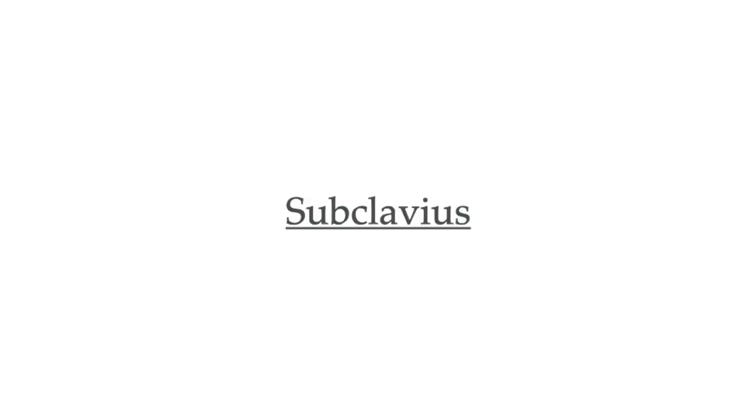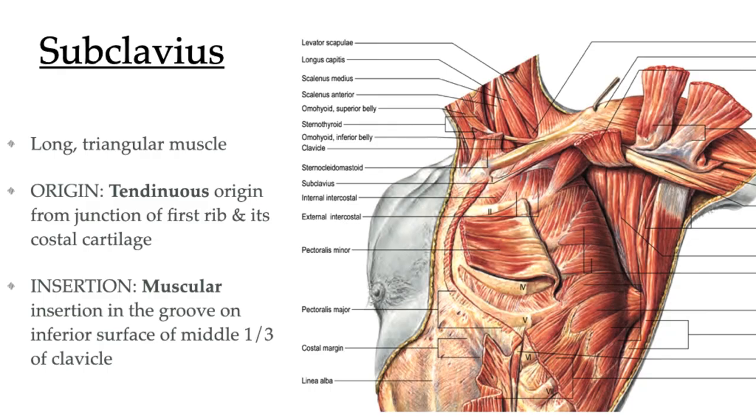The next muscle in the pectoral region is subclavius. Subclavius is a long triangular muscle which takes origin from the superior surface of the junction of the first rib with its costal cartilage. The origin is tendinous. After taking origin, the muscle fibers ascend superolaterally towards the inferior surface of the middle one-third of the clavicle, where we have a groove which is the site of insertion of subclavius muscle. If this represents the first rib and this represents the clavicle, then this is the site of origin of subclavius and this is the site of insertion of subclavius muscle.